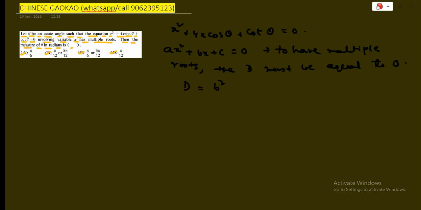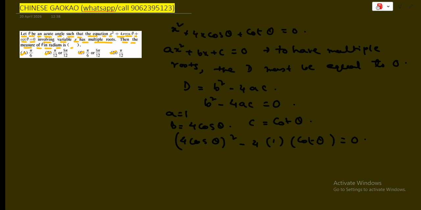So discriminant is what? D is b square minus 4ac. So set b square minus 4ac equal to 0. So in this equation, a is what? 1, b is what? 4 cos theta, and c is cot theta. Now substituting this into the formula, 4 cos theta whole square minus 4 into 1 into cot theta will be equal to 0. So we can say that 16 cos square theta minus 4 cot theta is 0.